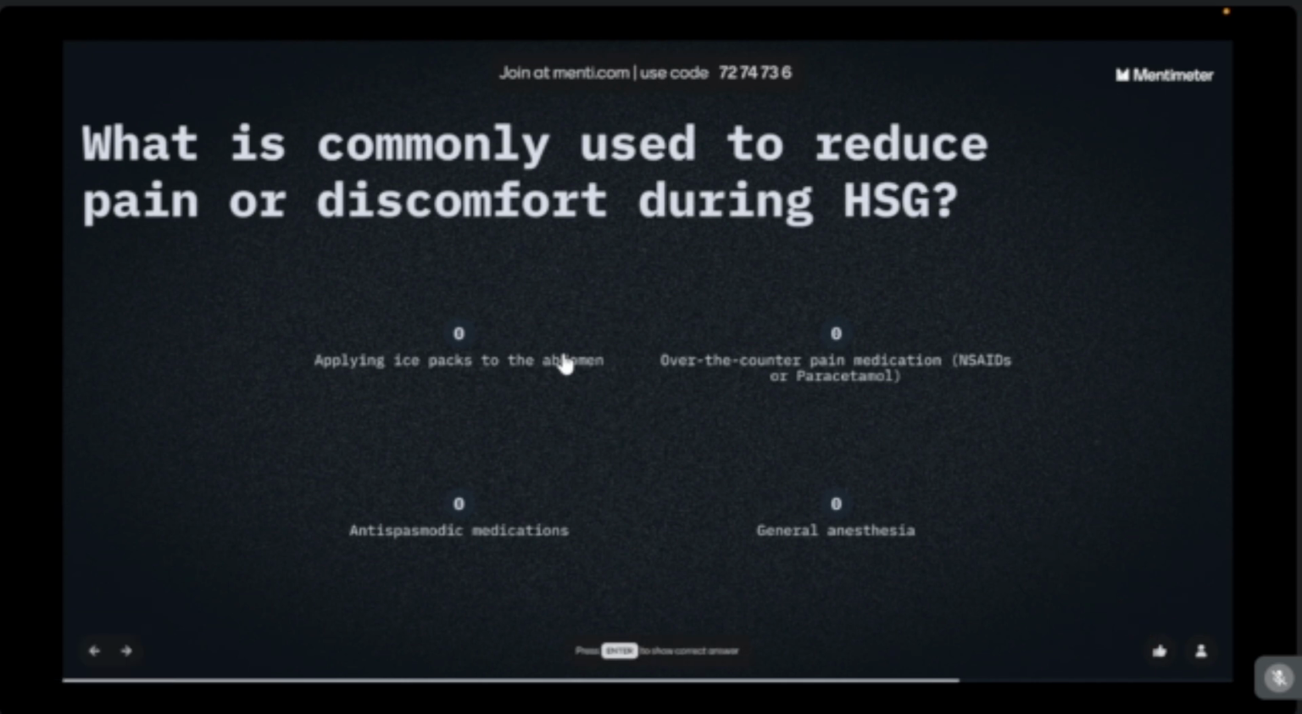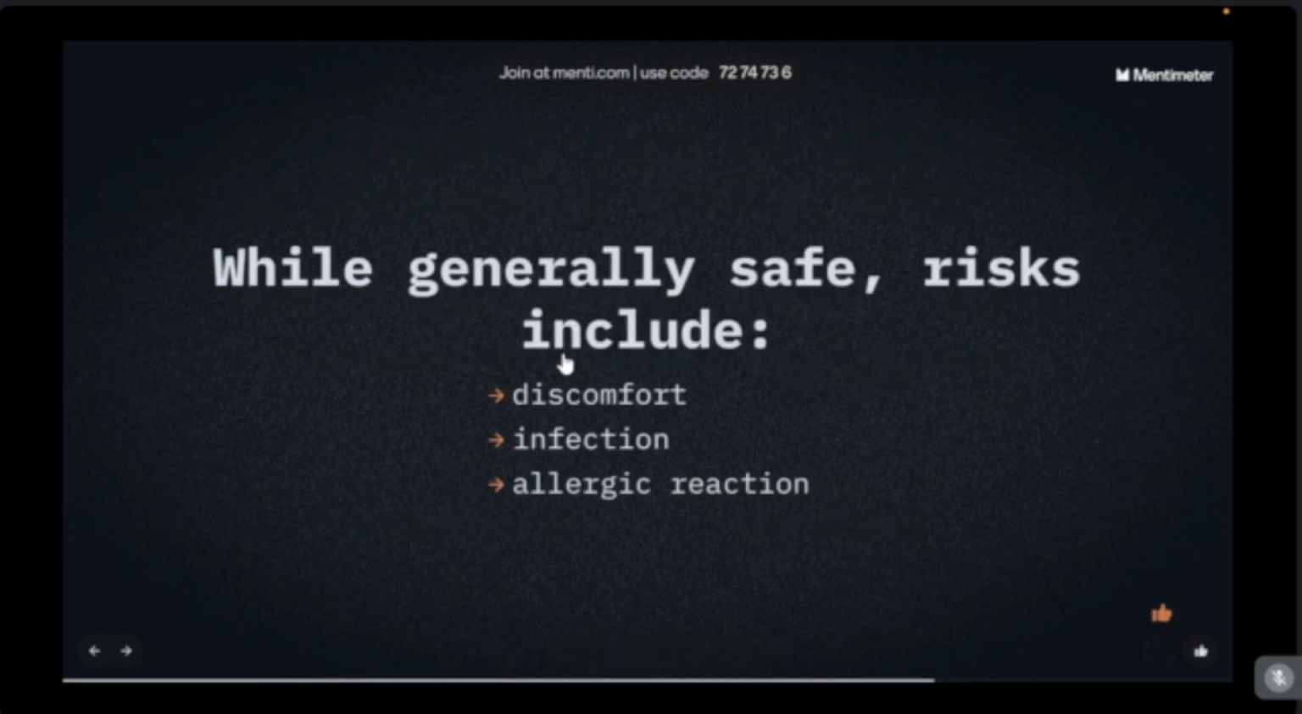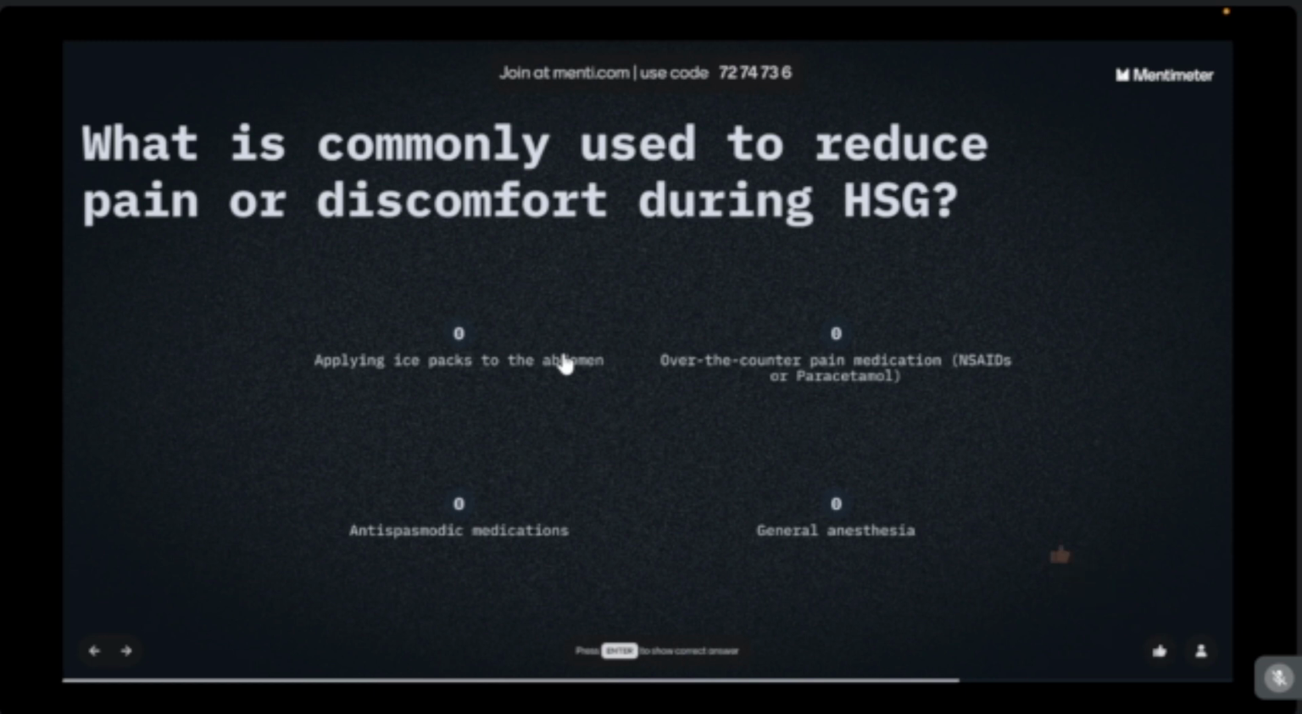So what is commonly used to reduce pain or discomfort during the hysterosalpingography? Because we talked here about the procedure being generally safe with some risk, but we want to prevent those risks. So how? Here we are talking about the pain and discomfort. Will you apply an ice pack to the abdomen? Will you give over-the-counter pain medication like NSAIDs or paracetamol? Will you give your patient the antispasmodic medication or do a general anesthesia? Just choose whatever answer seems right for you.